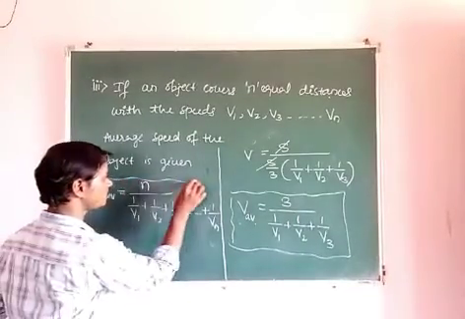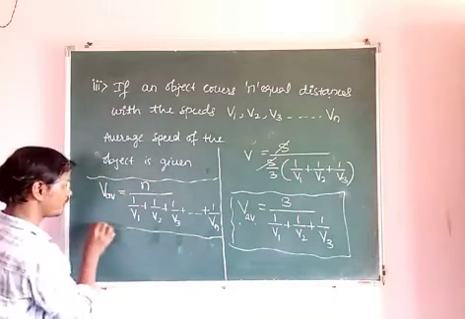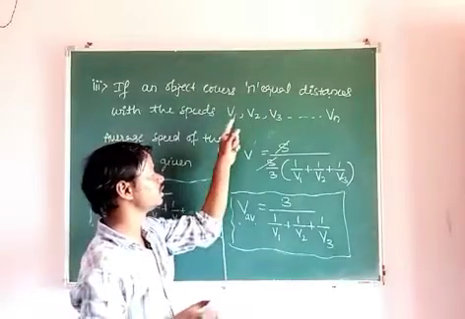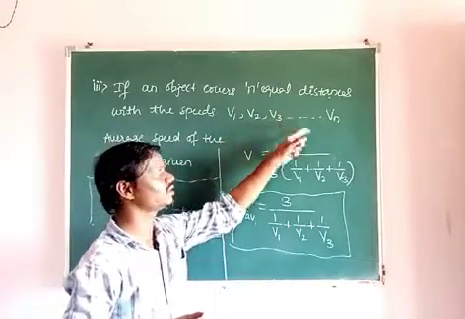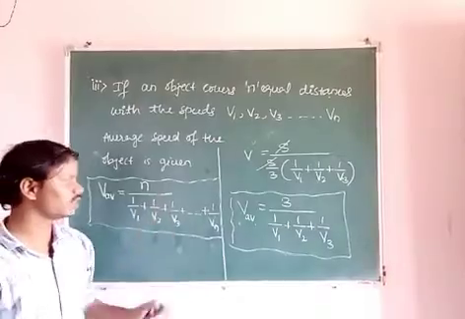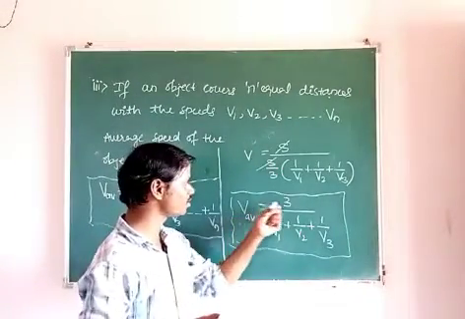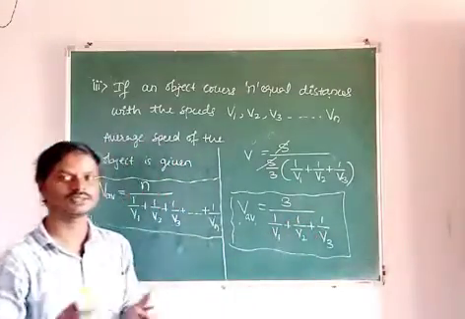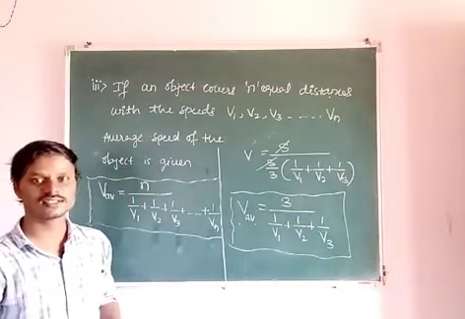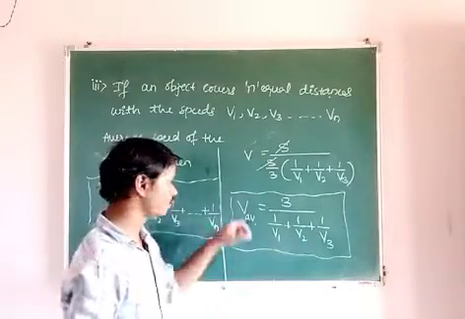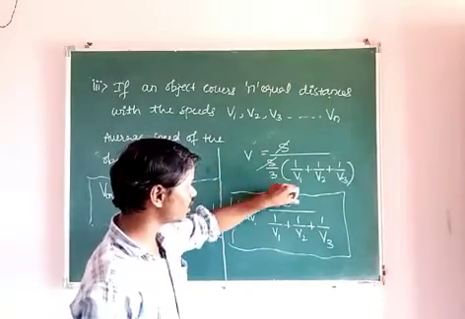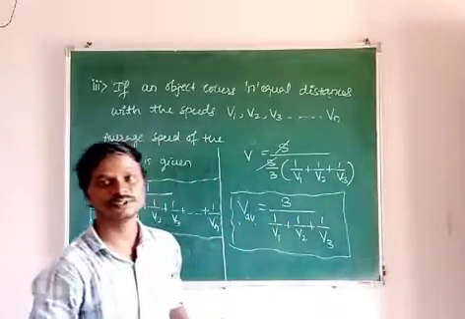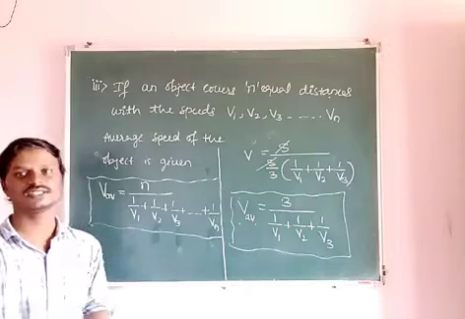Then it is the formula used to find the average speed of the object if it covers n number of equal distances with the speeds V1, V2, V3 and so on. If 2 equal distances, we write average speed is equal to 2 divided by 1 by V1 plus 1 by V2. Suppose 4 equal distances are there. How to write the average speed formula? V average is equal to 4 divided by 1 by V1 plus 1 by V2 plus 1 by V3 plus 1 by V4, depending on the number of equal distances.